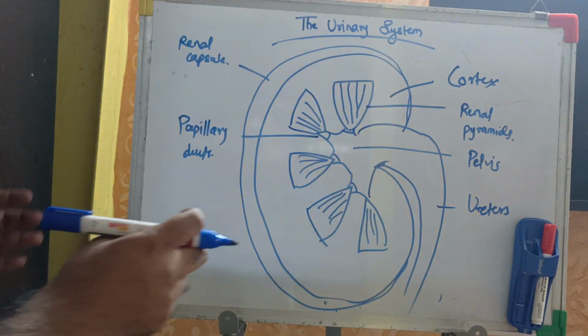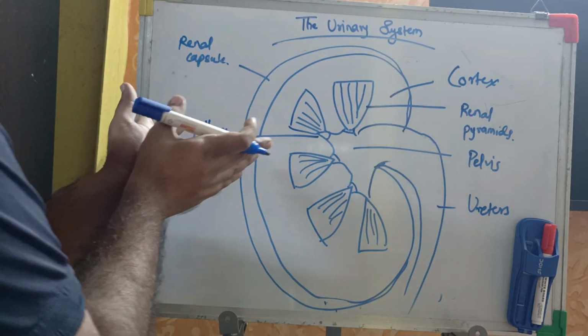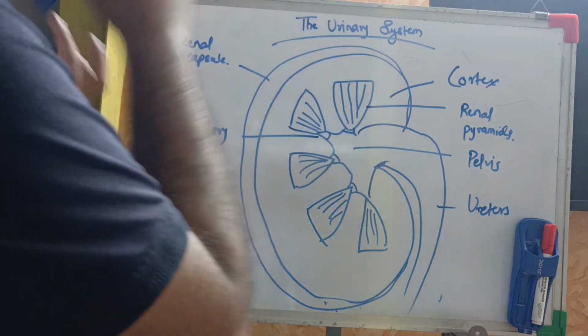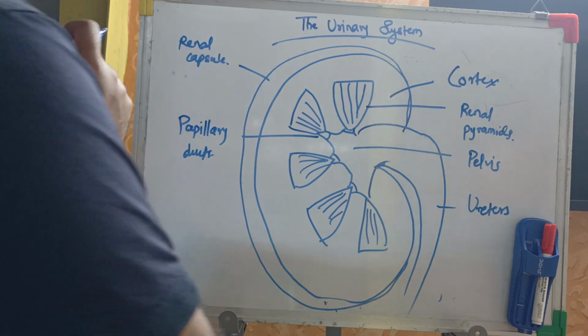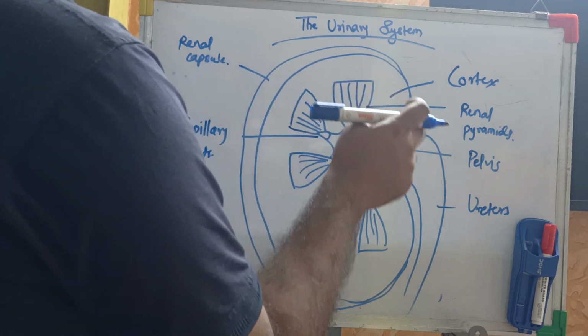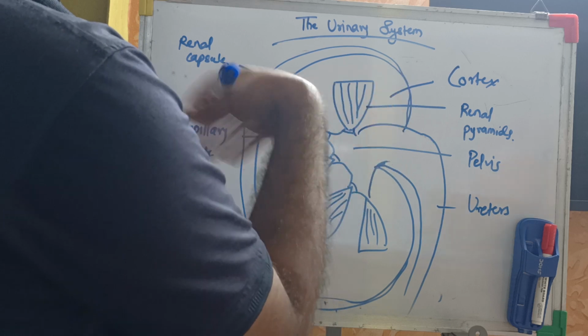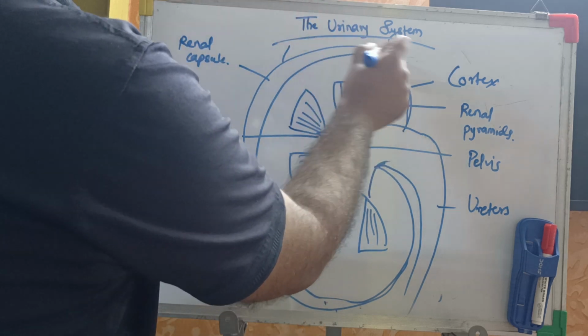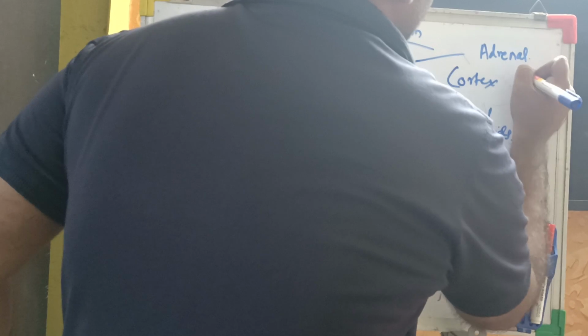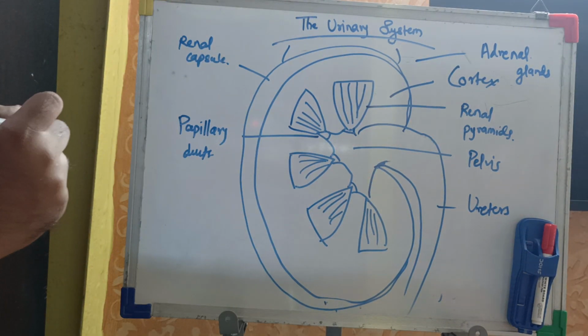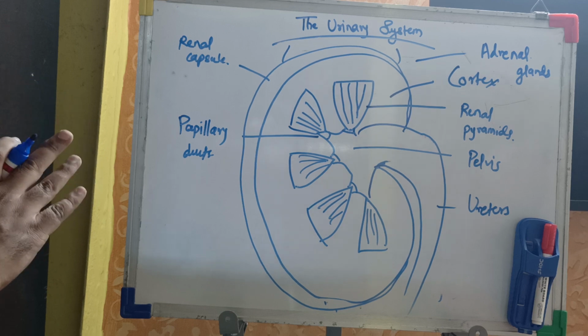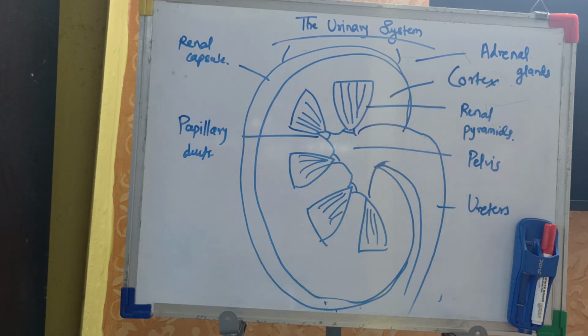The kidneys are located behind the peritoneum, so it is also called retroperitoneal in location. Above the kidney there are two endocrine glands known as the adrenal glands, which we will see further. These are the adrenal glands, triangular in shape. So this is the normal anatomy of the cross section of the kidney.